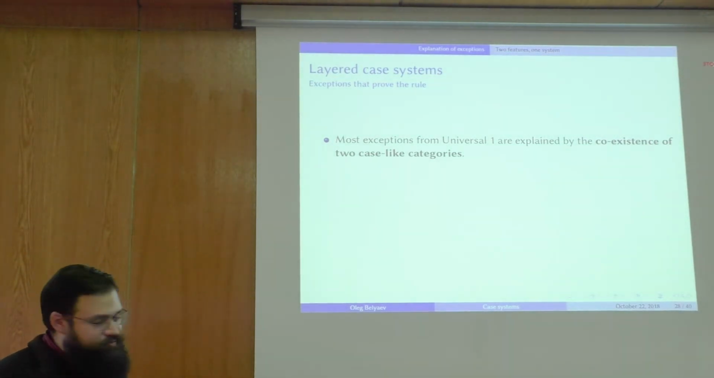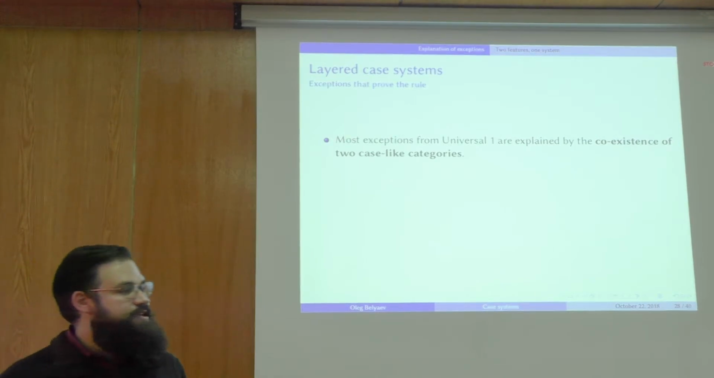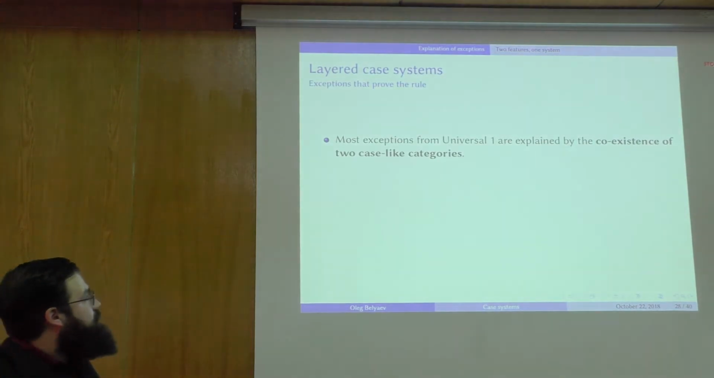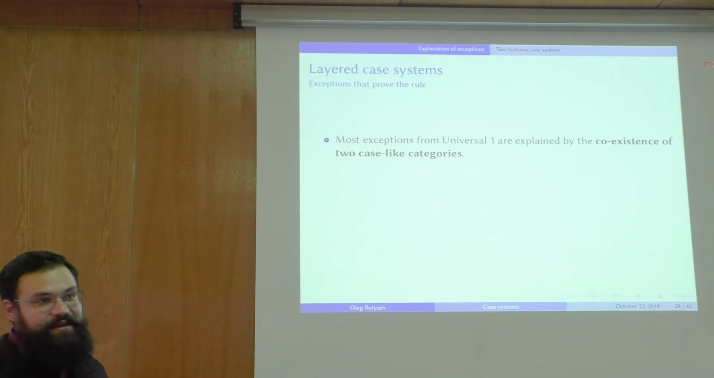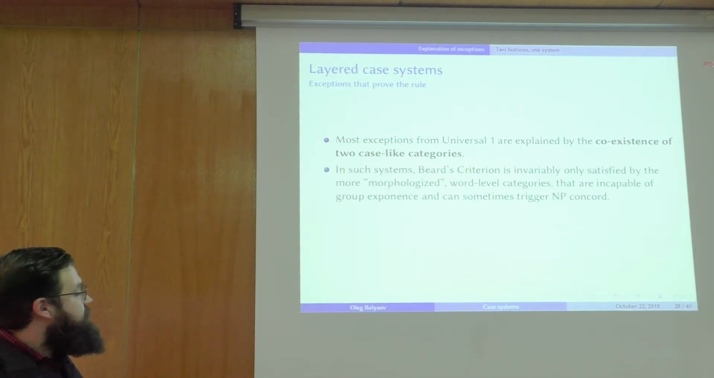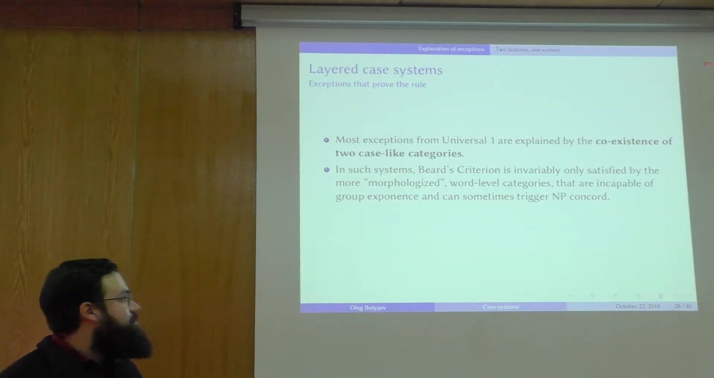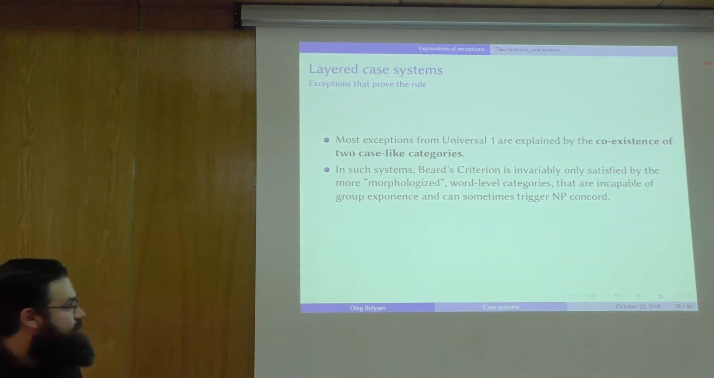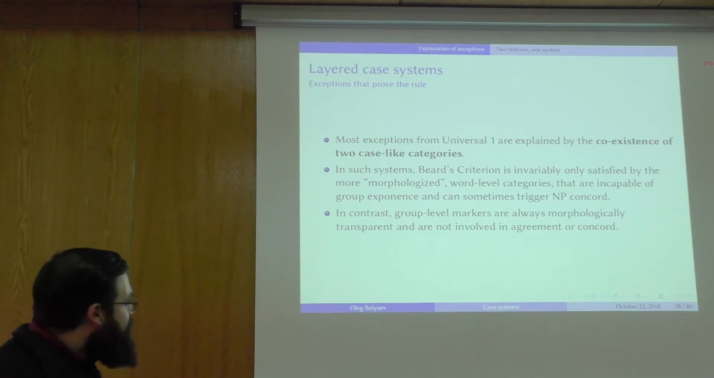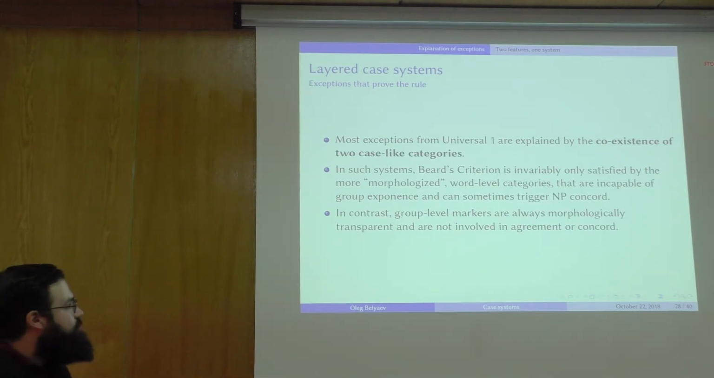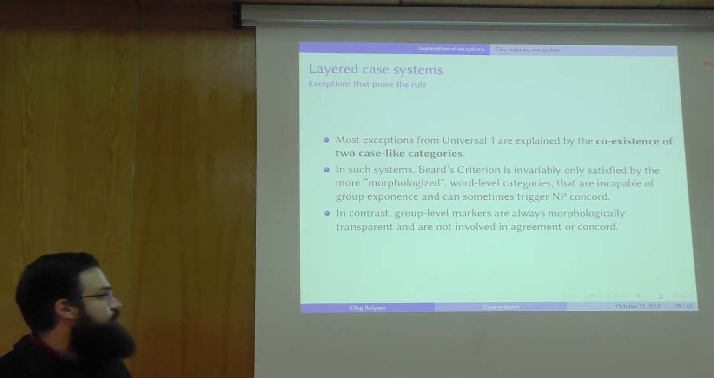Well, most of these exceptions have a very similar structure, and they can be explained by the coexistence of two case-like categories within the same paradigm. In such systems, Beer's criterion is invariably only satisfied by the more morphologized word-level categories that are incapable of group exponents and can sometimes trigger NP concord. In contrast, group-level markers are always morphologically transparent and are not involved in agreement or concord.